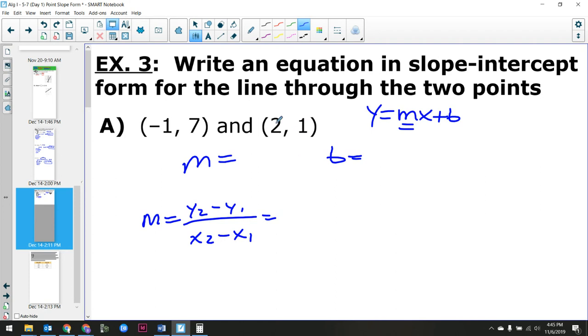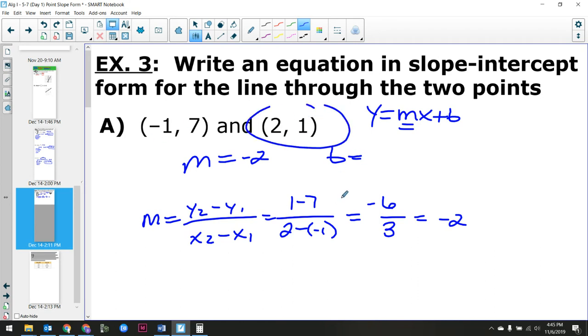Look at that. 1 minus 7 over 2 minus a negative 1. Right? 1 minus 7 over 2 minus negative 1. So this is negative 6 over 3. And look at that, because that's a plus a positive. Watch out there. Negative 6 over 3 is negative 2. And now we can just use one of the two coordinates and solve for b.